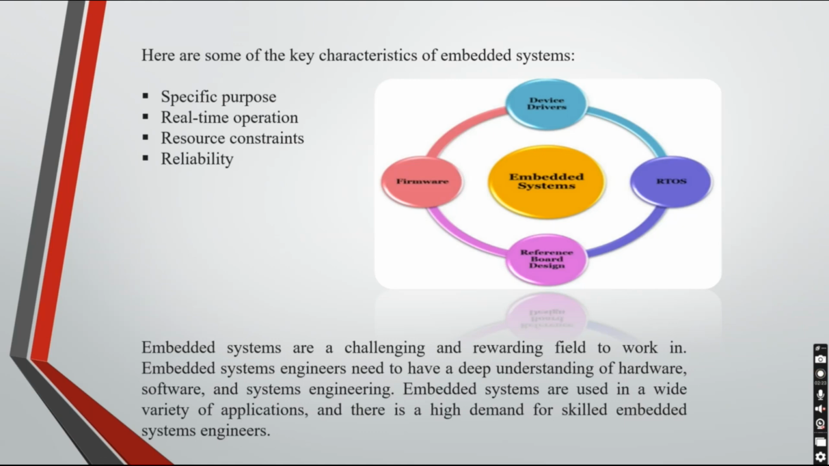The third one is resource constraints. Embedded systems often have limited resources such as memory and processing power. This is because embedded systems are often designed to be small and efficient. The last one is reliability. Embedded systems need to be reliable. This is because they are often used to control critical systems such as car engines and medical devices.